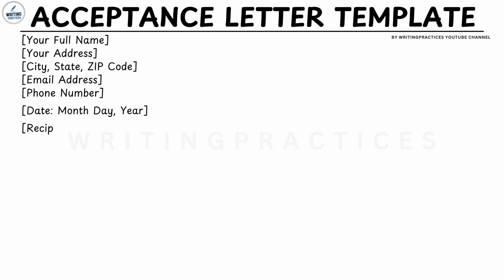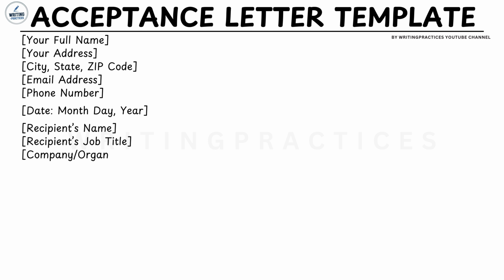Recipient's details. Below the date, add the recipient's full name, title, organization, and address. For instance, Jane Smith, Human Resources Manager. Tech Innovations Incorporated, 456 Oak Avenue, Metropolis, New York, 10101. This section personalizes the letter by directly addressing the intended recipient. Accuracy is key, so confirm the recipient's title and name in advance.